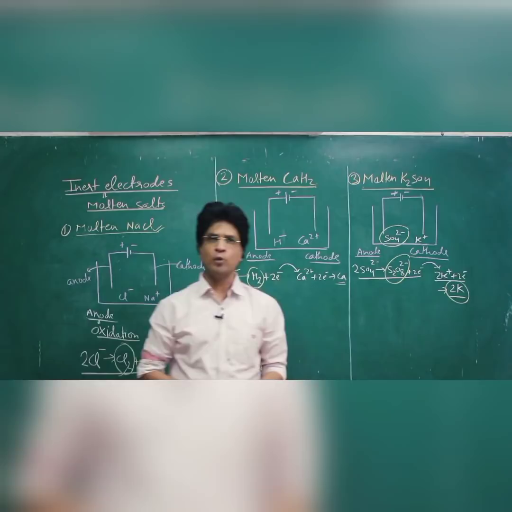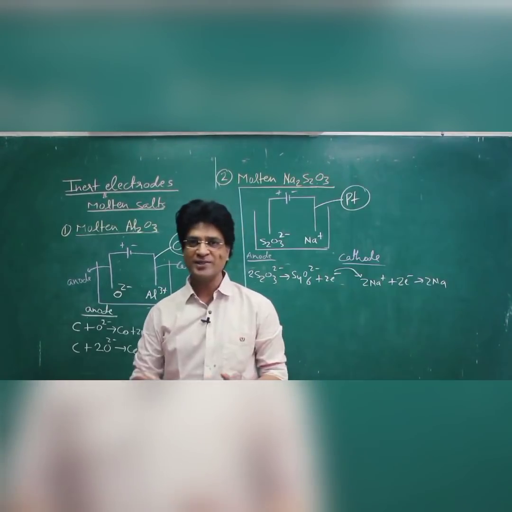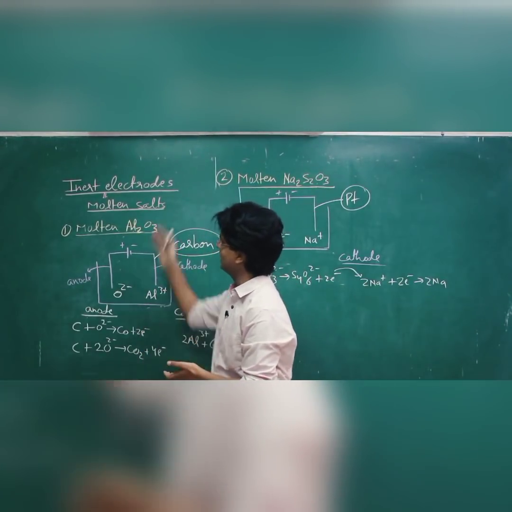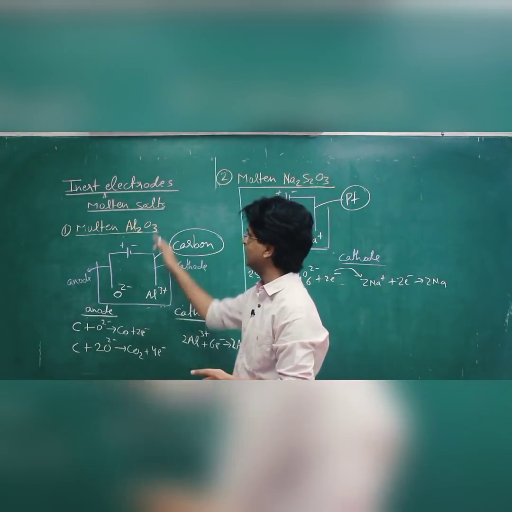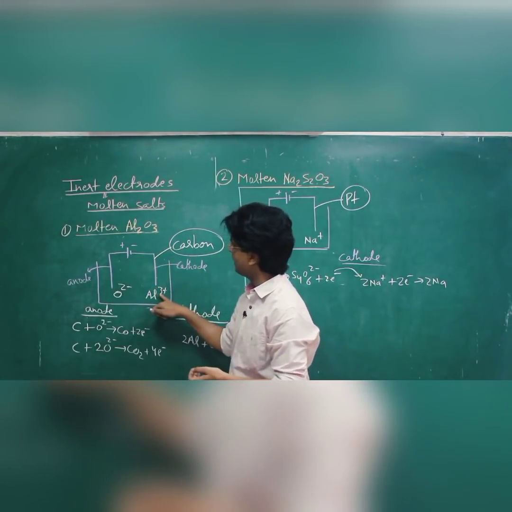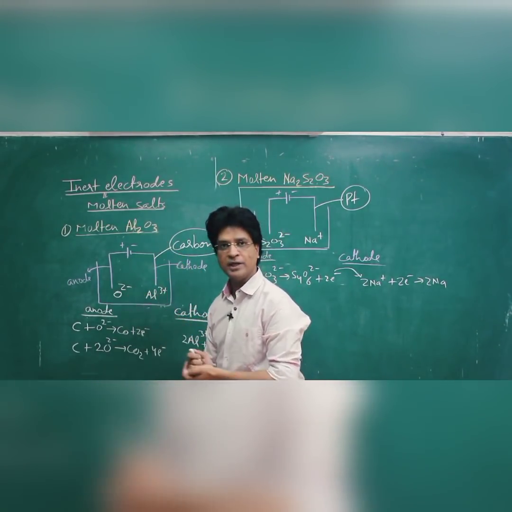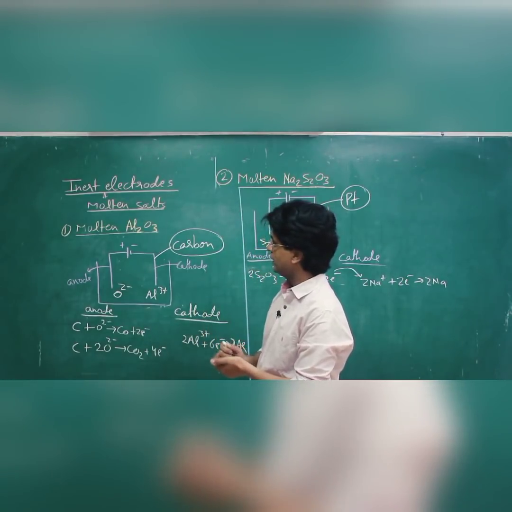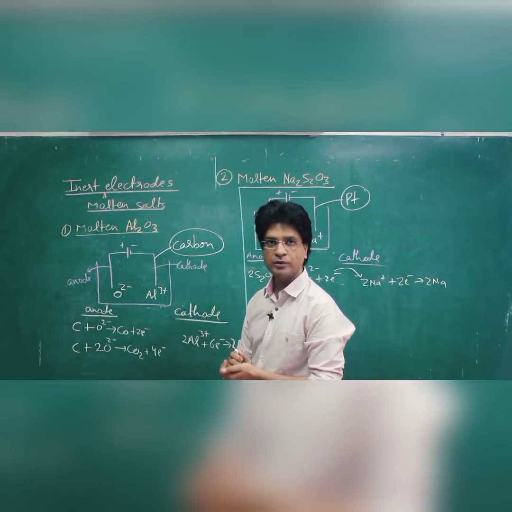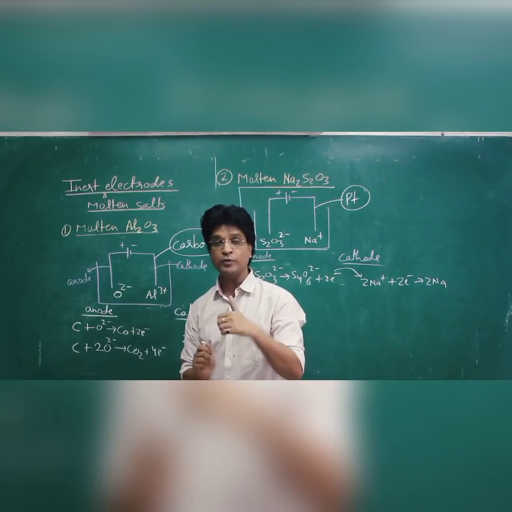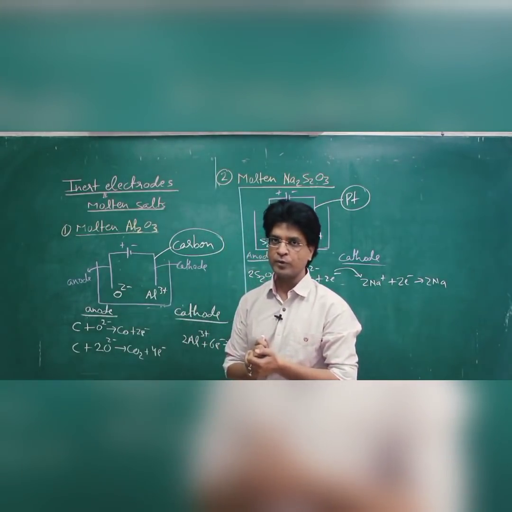Let's take a couple more examples, then it will be more clear. So let us take the example of electrolysis of molten alumina, Al2O3. This will give you aluminum ions and oxide ions on melting. Now here we use carbon electrodes. In the previous 3 examples, we used platinum electrodes.